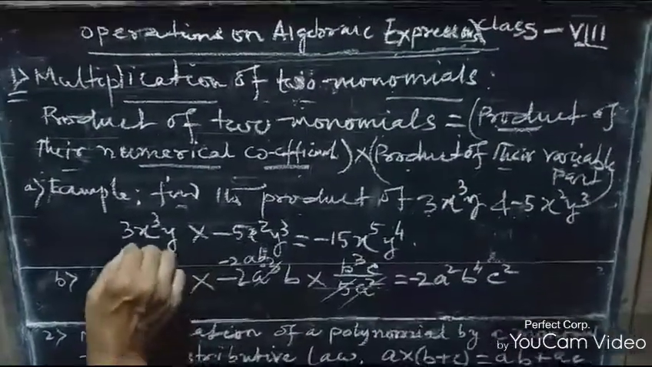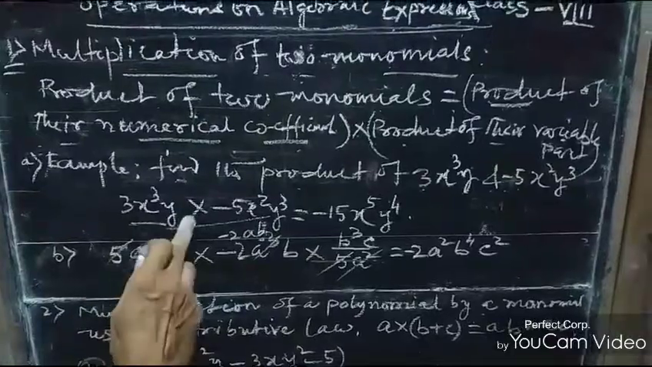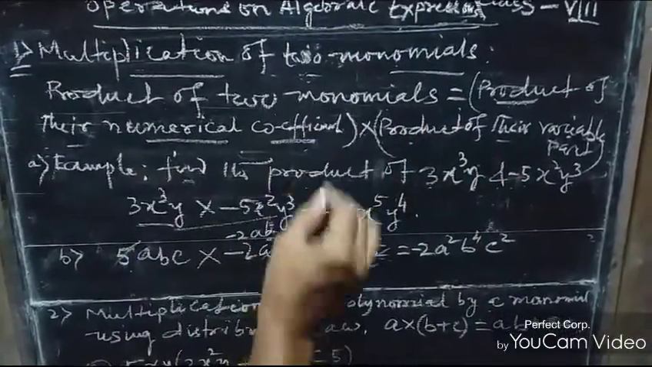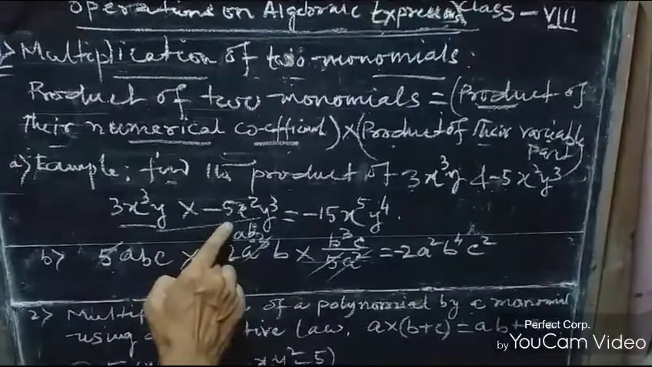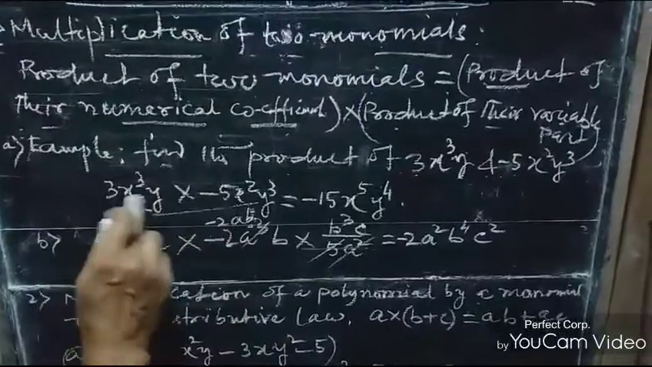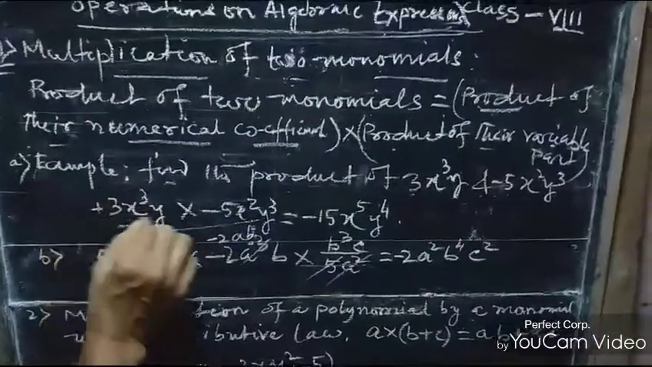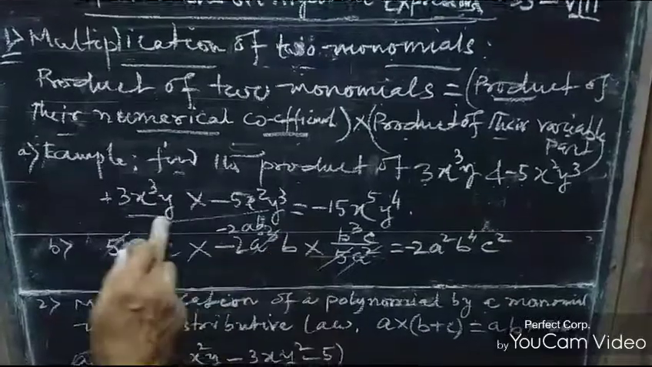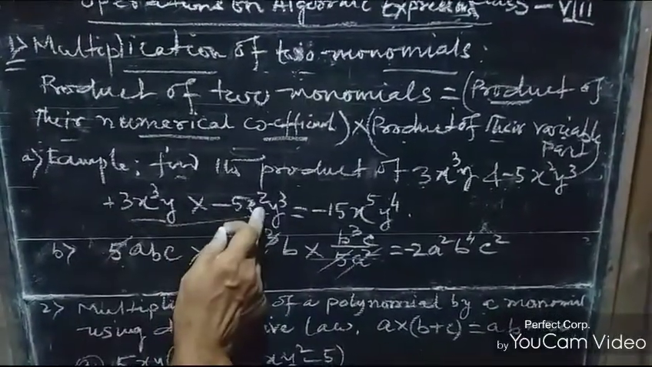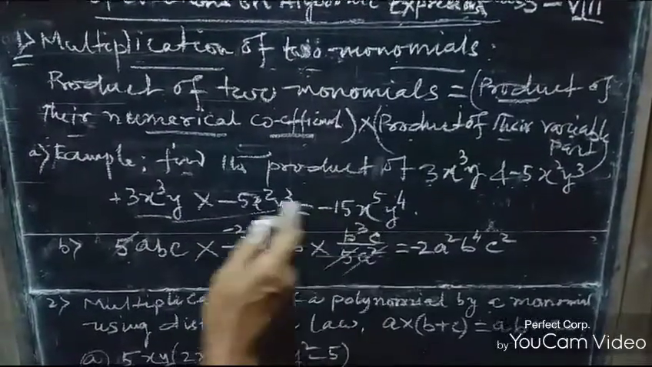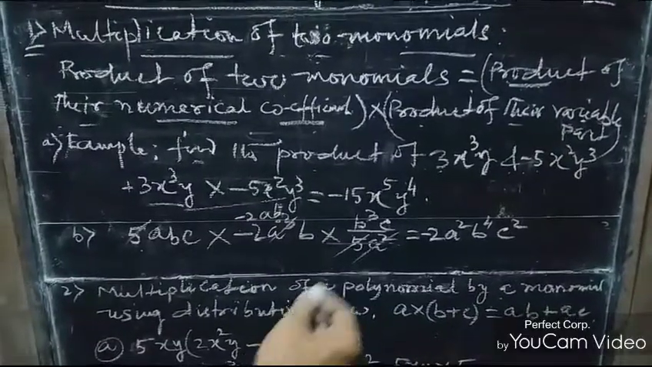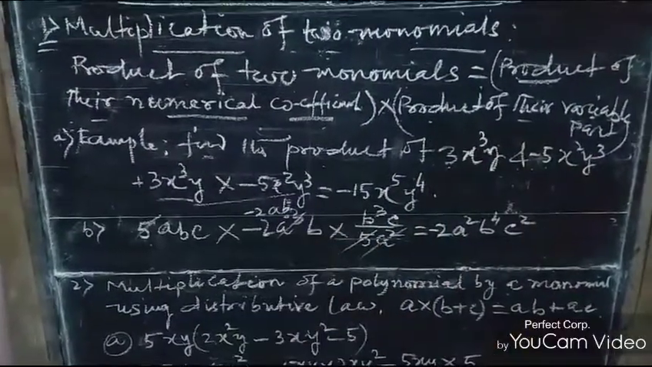This is the expression given. We have to find the product. The rule is to multiply the coefficients, the numerical parts, 3 into 5. Here it is plus into minus, so the sign will be minus. 3 into 5 is 15. Then x cube into x square equals x to the power 5, and y into y cube equals y to the power 4. This is the product of their variable parts.